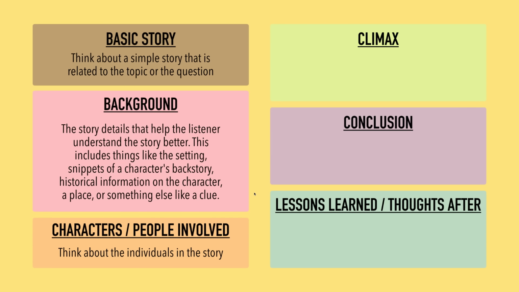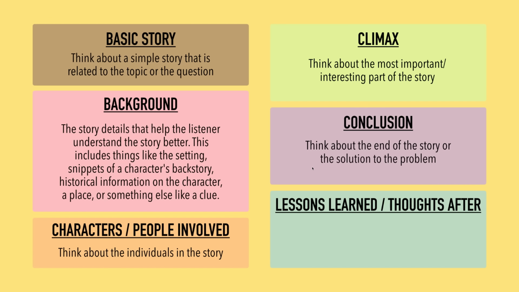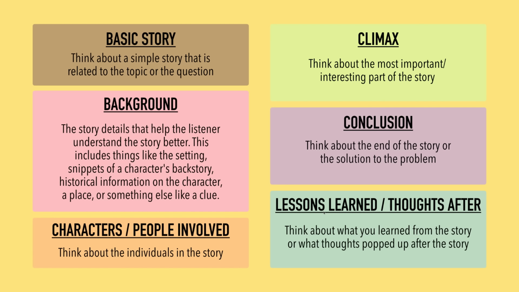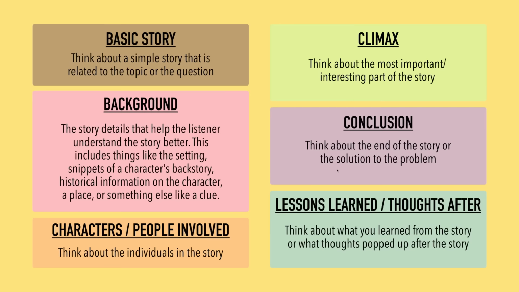So what about a character or people involved? Again, think about the individuals in the story. Now for the climax, think about the most important or interesting part of the story. For the conclusion, think about the end of the story or the solution to the problem. And finally, for a lesson learned, think about what you learned from the story or what thoughts popped up after the story. This is how you tell a good story, by including 6 parts. These 6 parts right here.